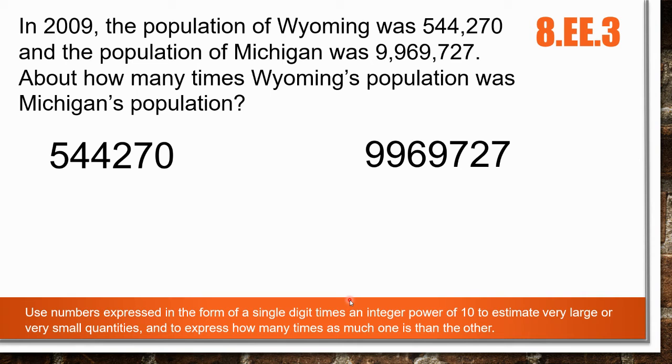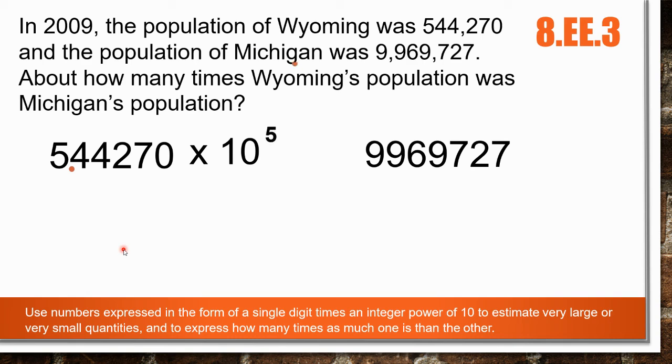In 2009, the population of Wyoming was 544,270, and the population of Michigan was 9,969,727. About how many times Wyoming's population was Michigan's population? Well, let's look. Notice again, I've removed all the commas. We're going to place the decimal right there. So with my handy dandy pointer, 1, 2, 3, 4, 5. So we divided by 10 5 times. So we multiply by 10 to the 5th power.